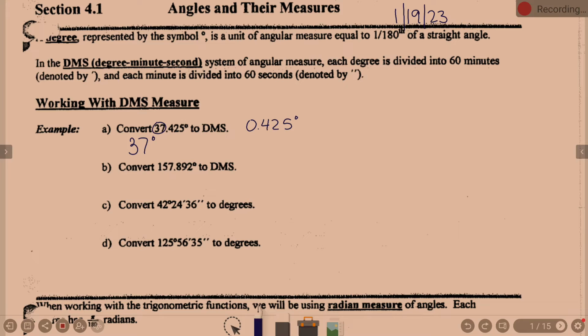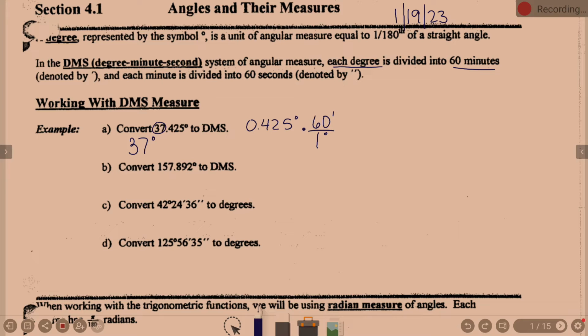The relationship we know is that each degree is divided into 60 minutes. So 1 degree is 60 minutes. If I have 0.425 degrees, how do I change that to minutes? Multiply by 60. Now, I'm going to have you thinking of dimensional analysis, where you use fractions to convert between measurements, right? We're going to do some of that today.